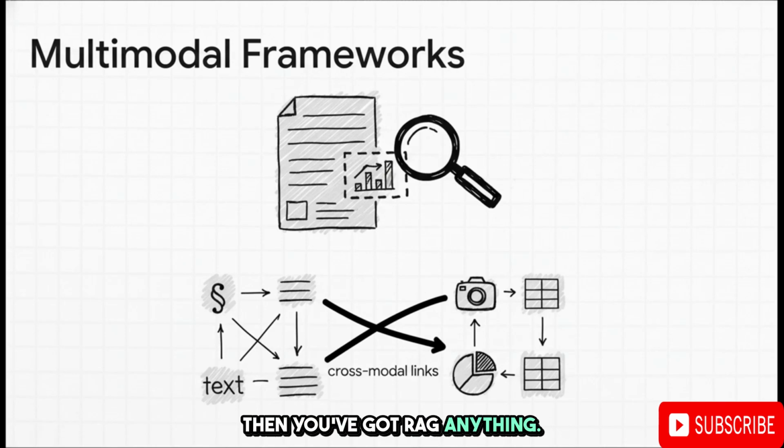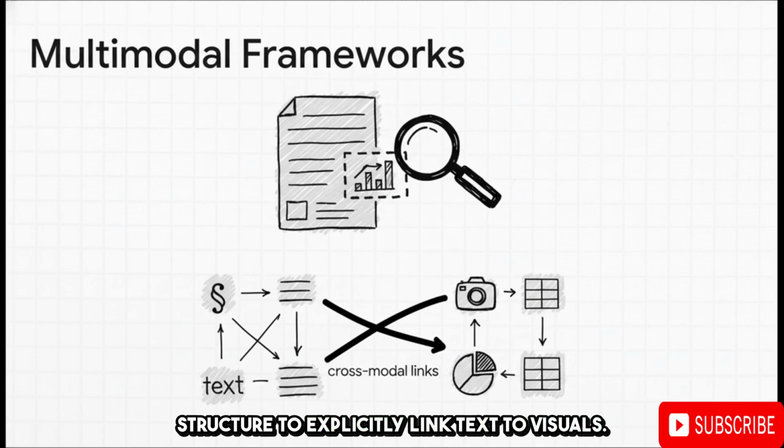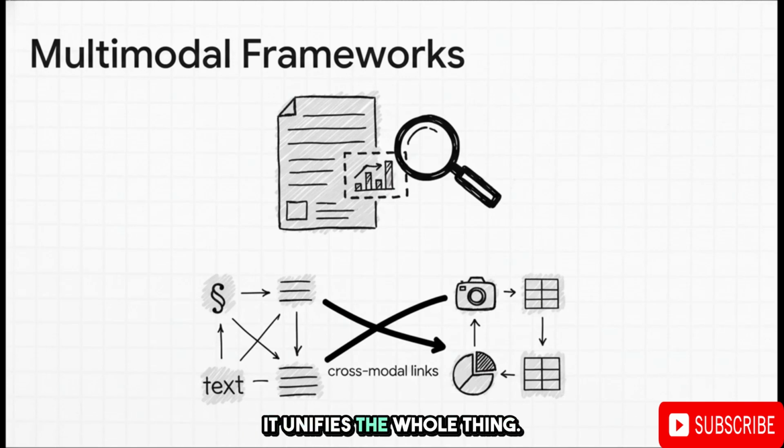Then you've got RAG Anything. This one uses what's called a dual graph structure to explicitly link text to visuals. So you can literally query the relationship between a paragraph and the chart it's talking about. It unifies the whole thing.